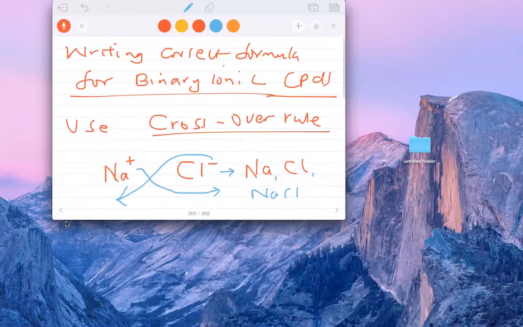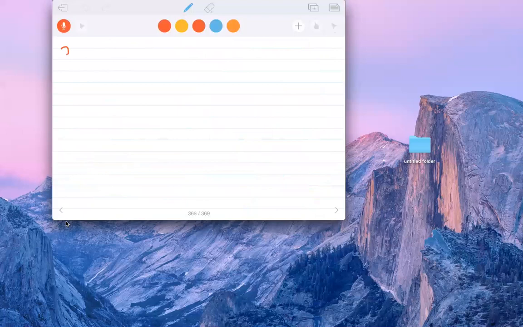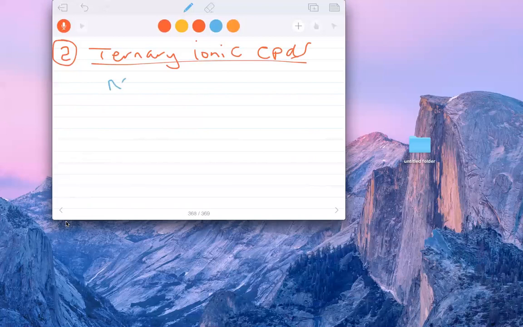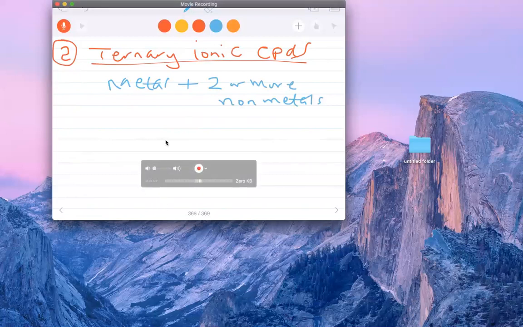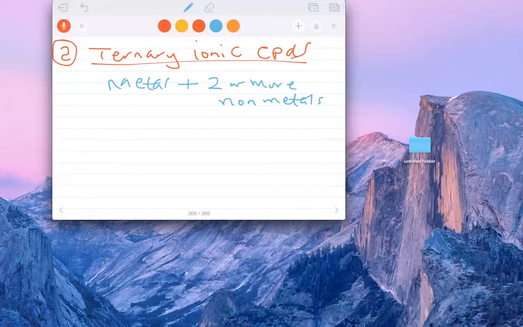This one, let me just number it. We are in position 2 now, and say that this is ternary ionic compounds. These are compounds made up of a metal plus 2 or more non-metals. So at least one has to be a metal and a non-metal.